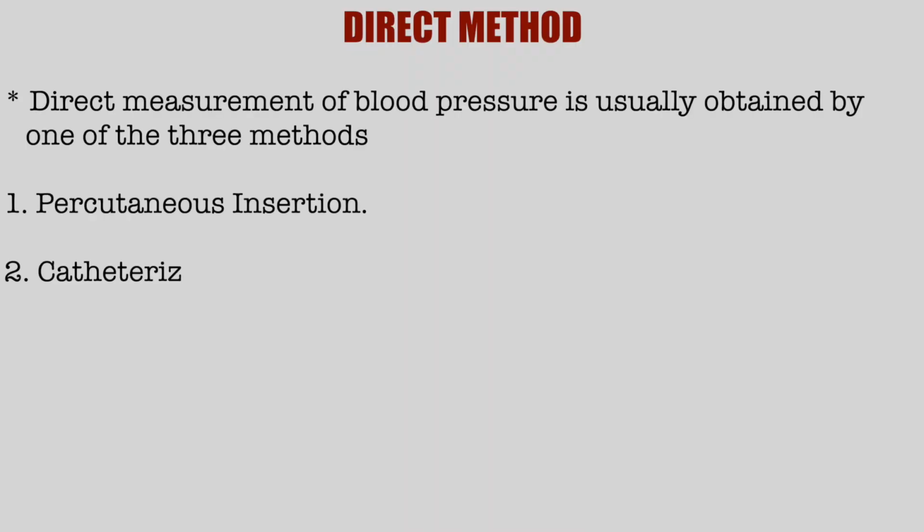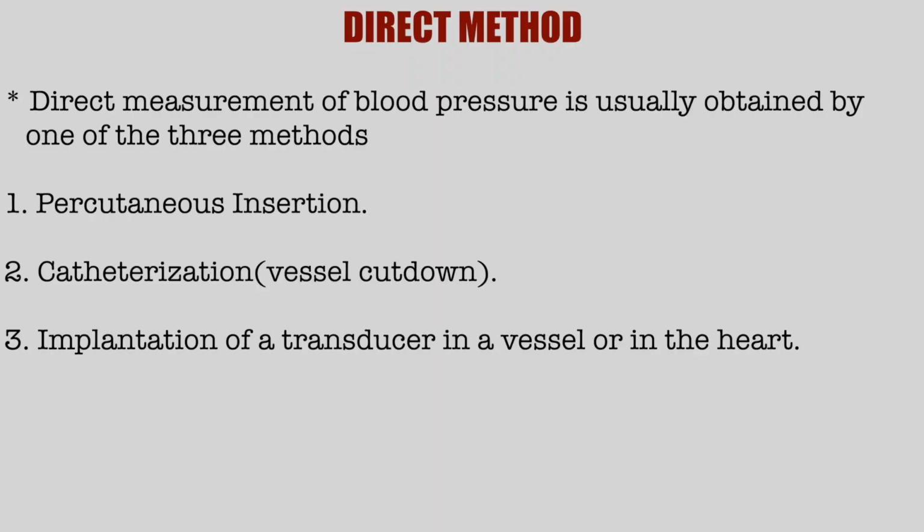The direct measurement of blood pressure is usually obtained by one of three methods. The first method is percutaneous insertion, the second method is catheterization, which we also call the vessel cut down method. The third method is implantation of a transducer in a vessel or in the heart. Coming to the first direct method, that is the percutaneous insertion method.